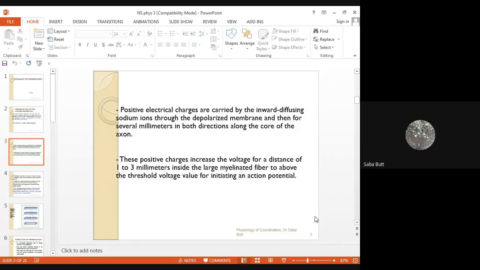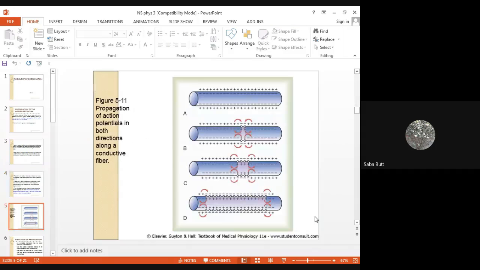So let's have a look at the diagram. Yeah, just showing it. Self-explanatory. This is all taken from Guyton.